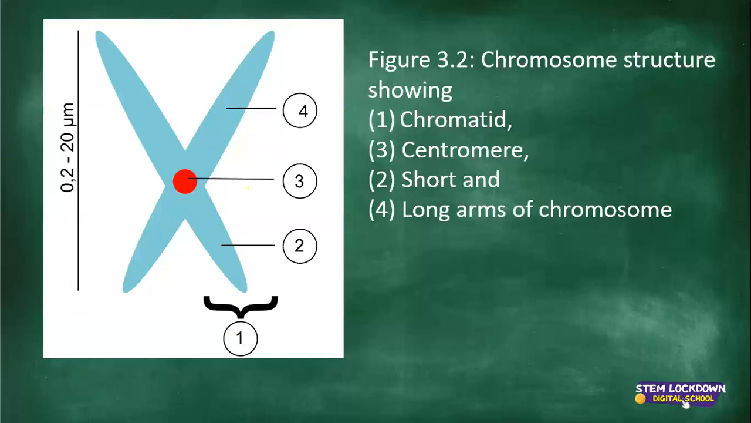Number 2 is the short arm. You see the chromosome at the top here, it's longer than at the bottom. So this one is the short arm. The one at the top is the long arm of the chromosome. That's how you should always draw it. You must indicate that there's a top arm, which is long, then the short arm. And you can clearly see the differences in length, right?